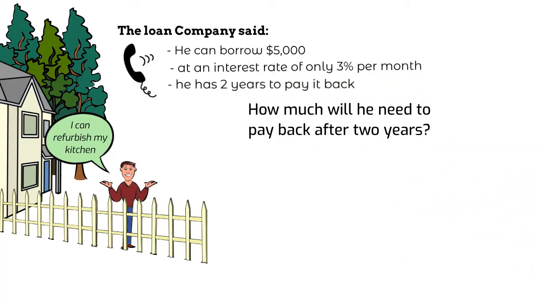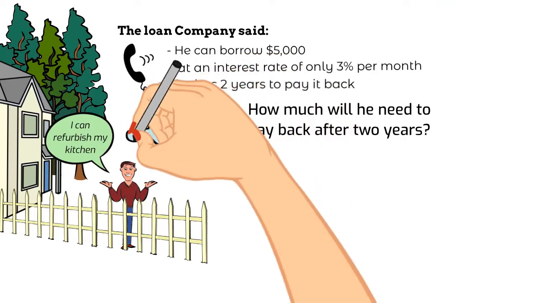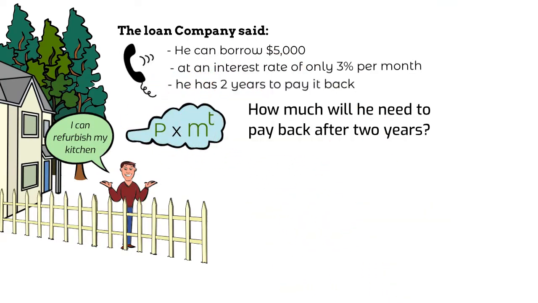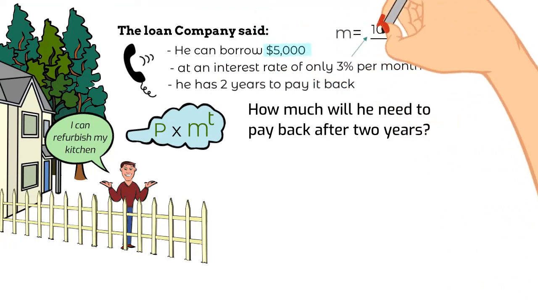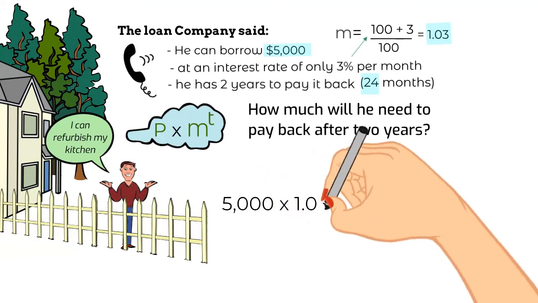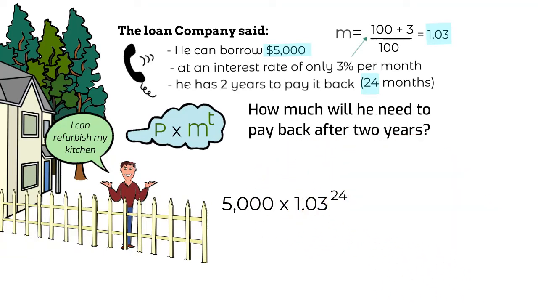If the type of interest is not stated, we can presume that it is compound, which means the formula is P times m to the power of t. P is our principal amount, 5,000. M is 100 plus our interest rate, 3, divided by 100, which gives us 1.03. Do not be caught out here. Time is not 2 years, it is 24 months because our interest rate is per month. The total owed back after 2 years then would be 5,000 times 1.03 to the power of 24.